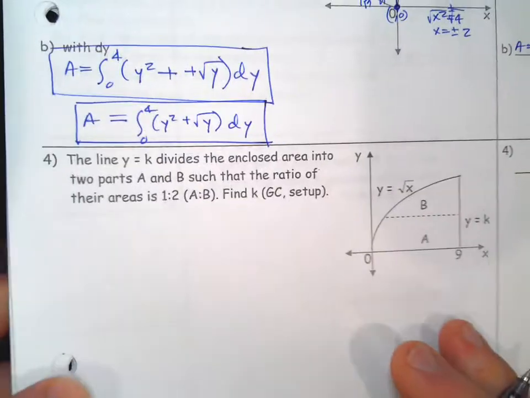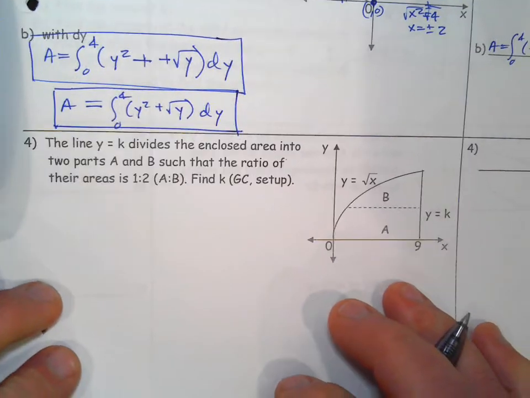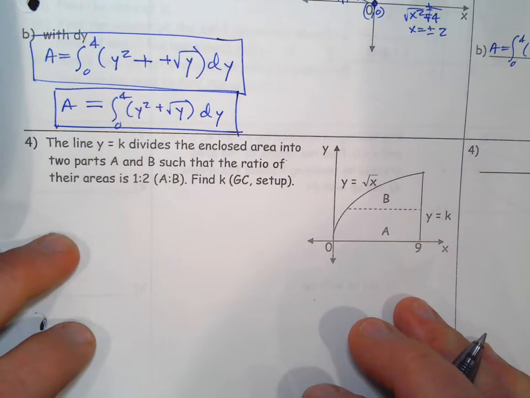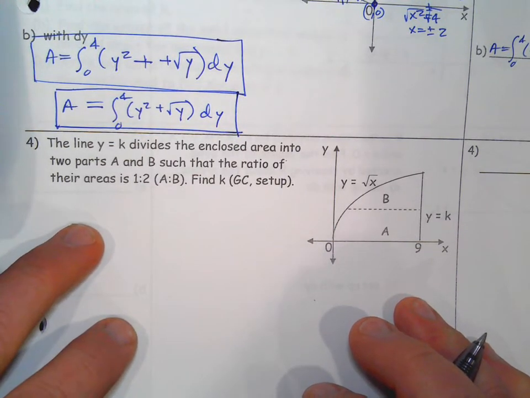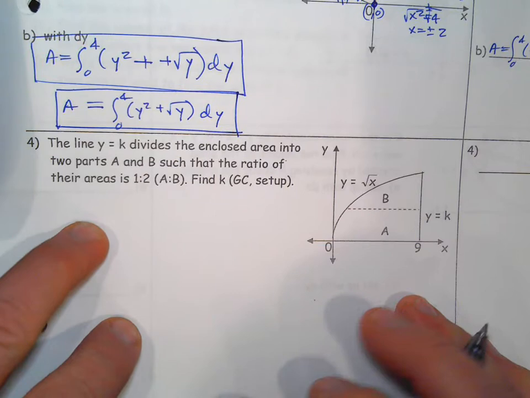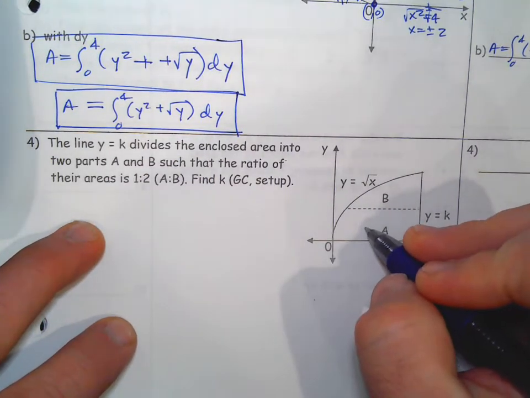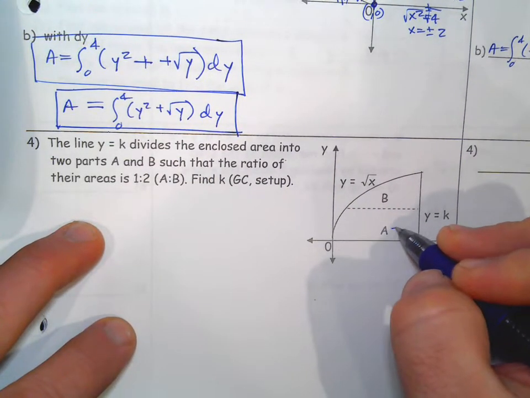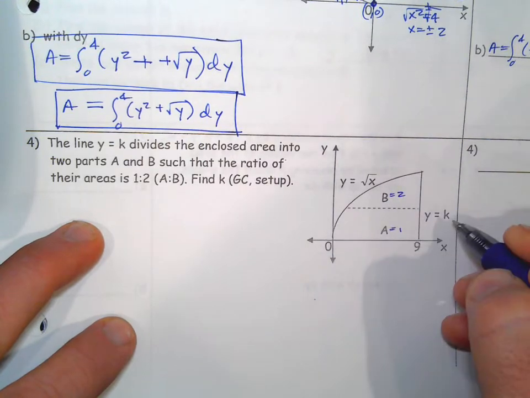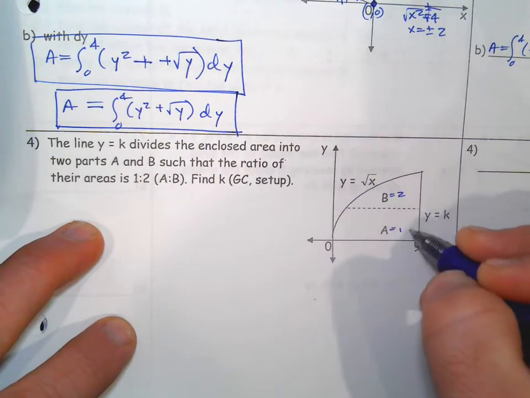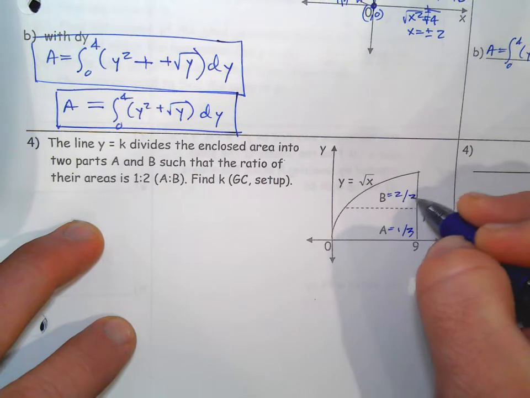Okay. All right. Next one says the line y equals k divides the enclosed area into two parts A and B such that the ratio of the areas is 1 to 2. So this is 1 part to 2 parts. In other words, there's 3 parts total, so this is 1/3 and this is 2/3 of the entire area.